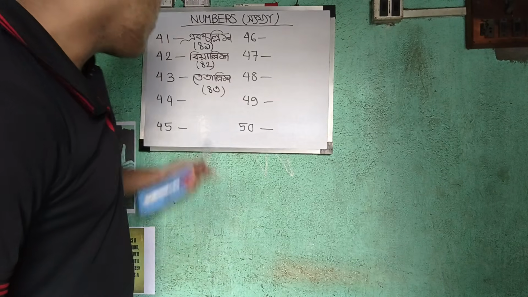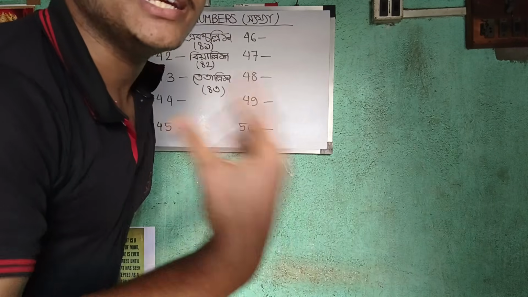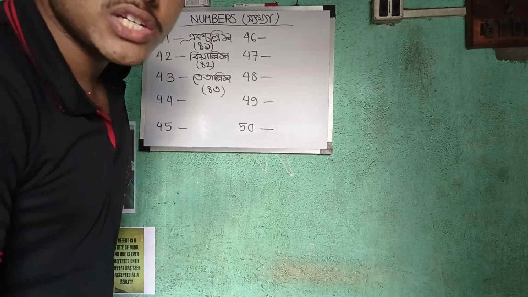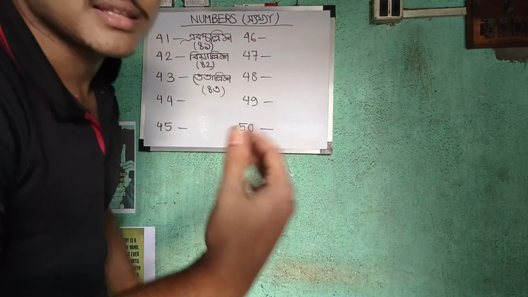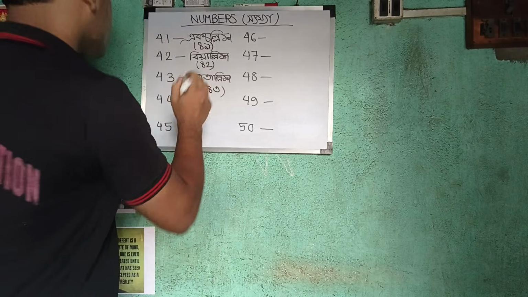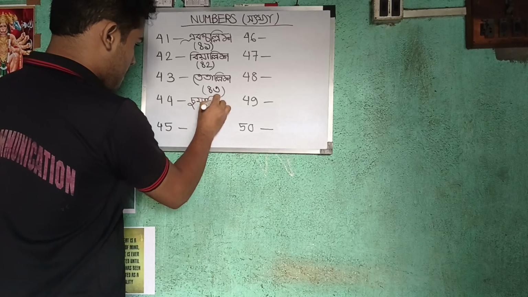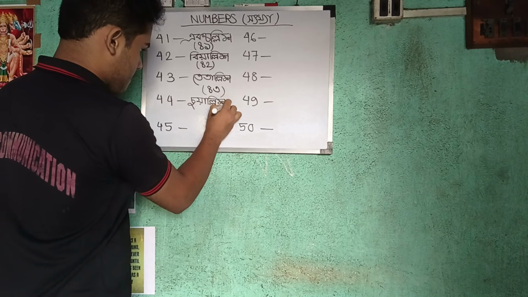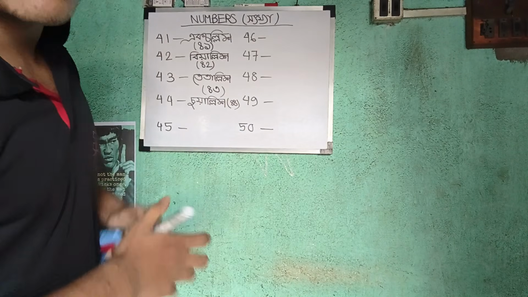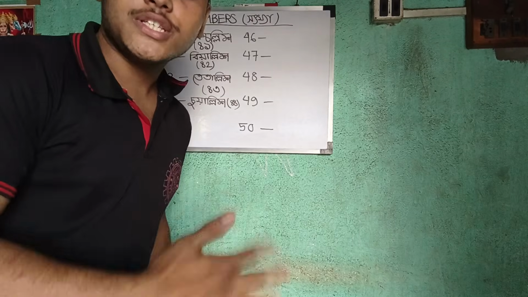After tetalish we have 44 means chuallish. 41 means ekchallish, 42 means biyallish, 43 means tetalish, and 44 means chuallish. So this is very simple. Double 4 is chuallish. 4 and 4. So chuallish means 44.